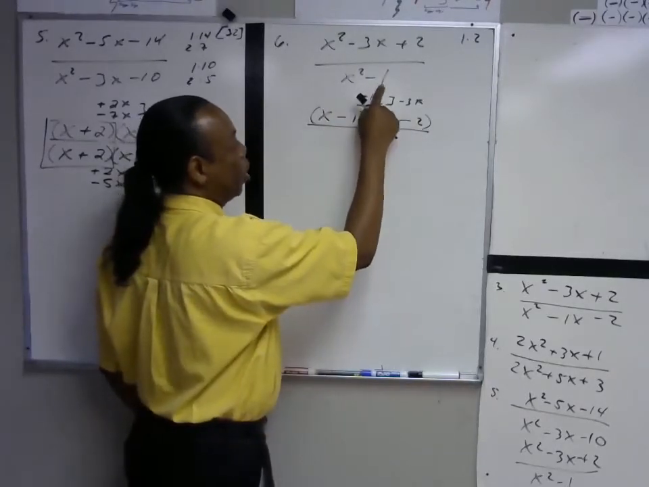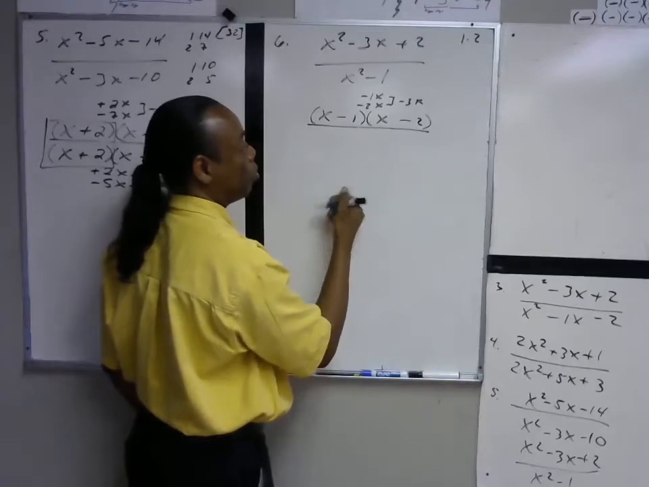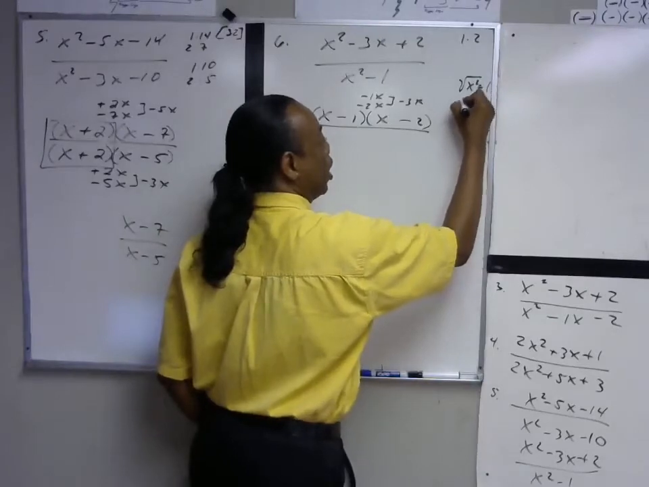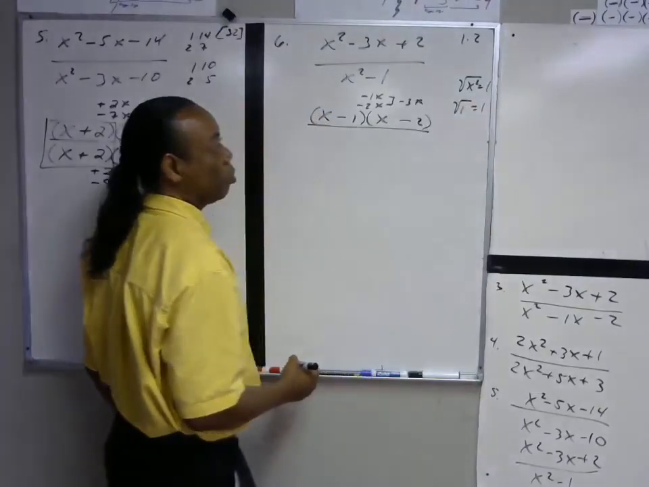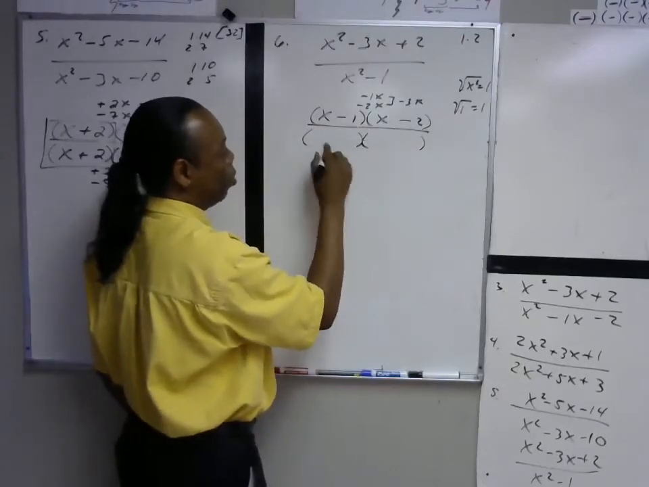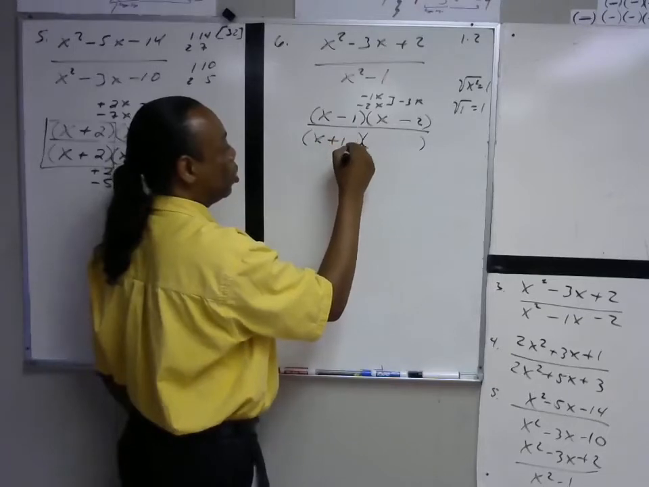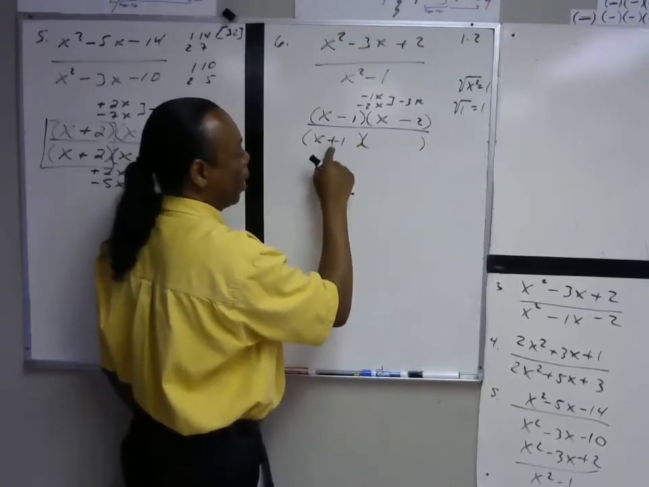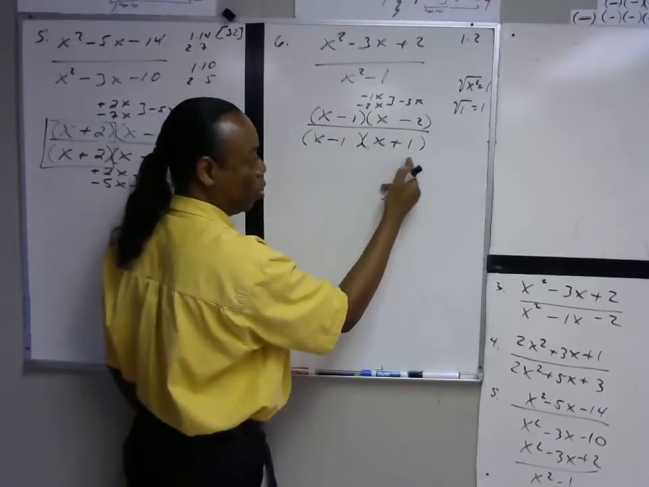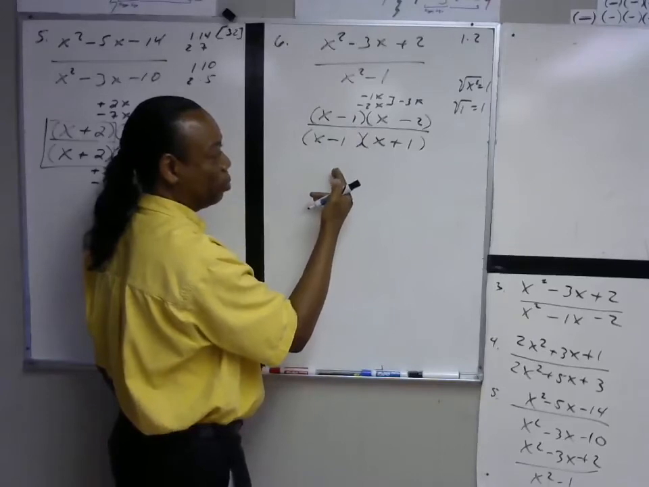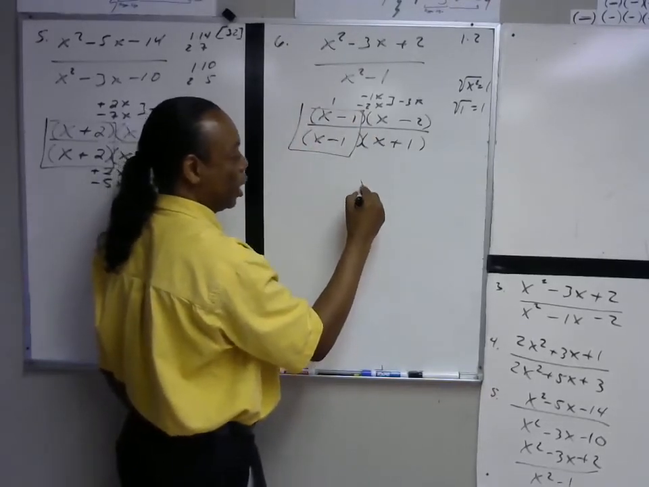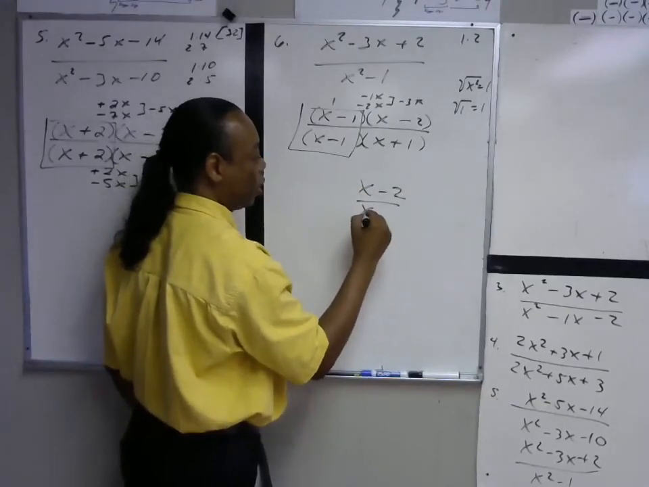The x squared minus 1 is the difference of two squares. Off to the side, I'll show you that if you take the square root of x squared, you'll get x. And the square root of 1 is 1. Therefore, this factors into 2 binomials. One will be x plus 1. The other one will be x minus 1. I'm going to put my x minus 1 on the left side. And I'll put my x plus 1 on the right side, just so I kind of get a match here. That match allows me to simplify. And I end up with x minus 2 all over x plus 1.